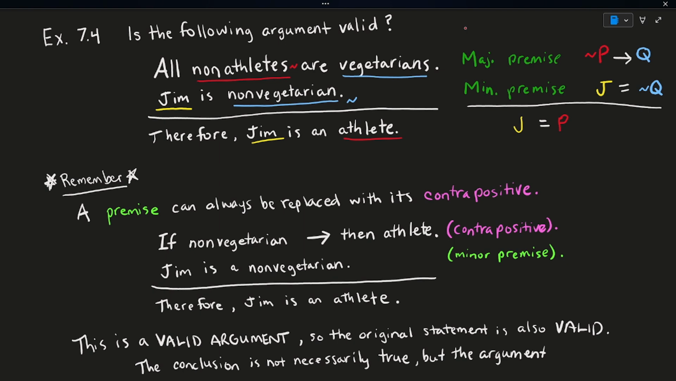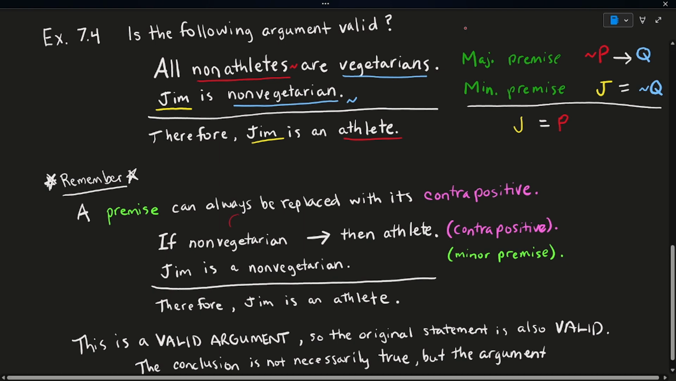Now we introduce the minor premise, and I have to identify them, right? So Jim is a non-vegetarian, so he's going to be equal to a not Q. And they're saying that Jim is going to be an athlete. Remember, the premise can always be replaced with its contrapositive. So let's do that. If non-vegetarian, then athlete. On this one we're not going to mess with the colors too much, but vegetarian is going to be Q, right?